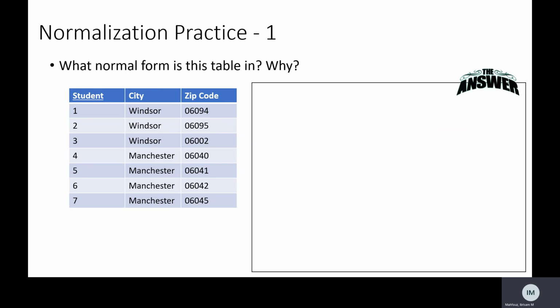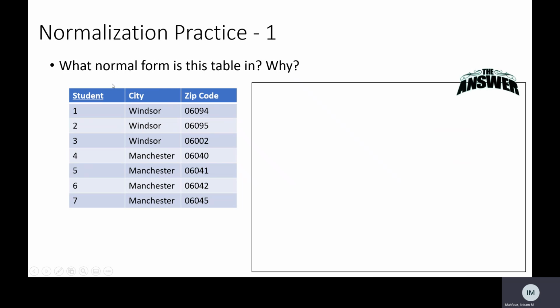Yes, this table is already in second normal form because I don't have any partial dependencies. Okay, good. So now we're in second normal form. Now, are we in third normal form? Third normal form means I don't have any transitive dependencies.